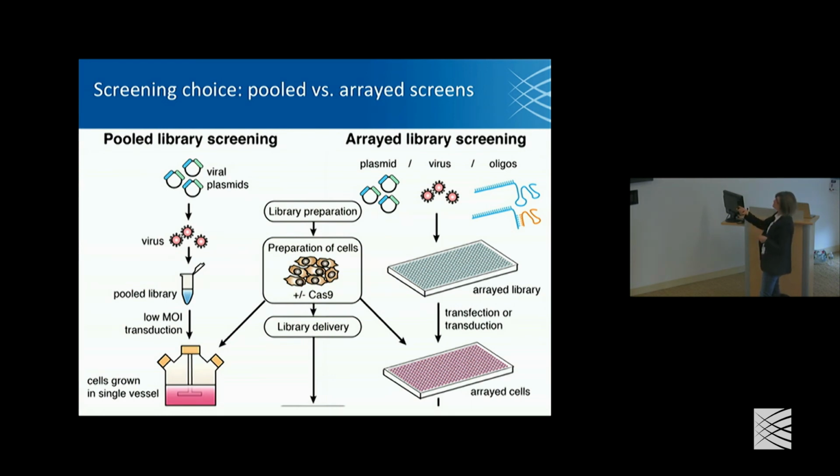And the cells can be either transduced or transfected, again, in multi-well plates. Here I mentioned just the Cas9 cells, so you can make Cas9 cells up front if you plan to do a CRISPR screen with the shRNA library.